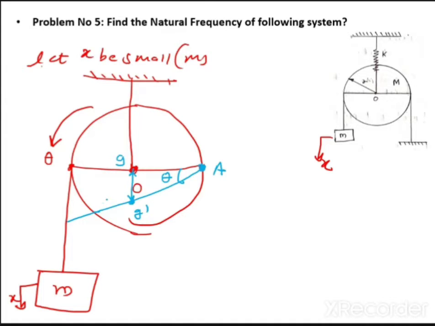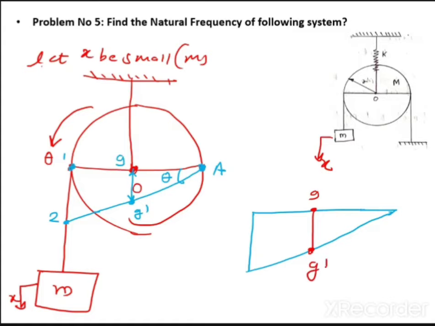Now let me call this point 1 and this point 2. I will draw a triangle here. See how very important it is in pulley problems, how you connect the triangles. So this is the triangle that has been created. Have you understood first of all how the pulley is rotated? Let us say this is the center G, this is G dash, and these are point 1 and point 2.